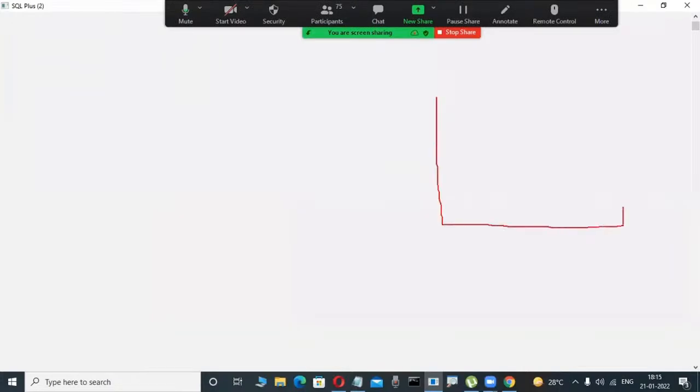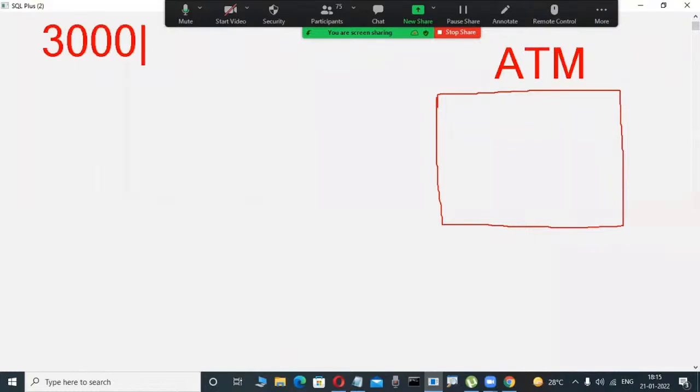This is an ATM machine, for example. I'm telling one scenario only. Now, what is my balance in my account? 3,000 is the balance. Today I decided to withdraw some amount. Suppose I'm going to a bank. This small scenario is easily understandable, even by a non-technical person.